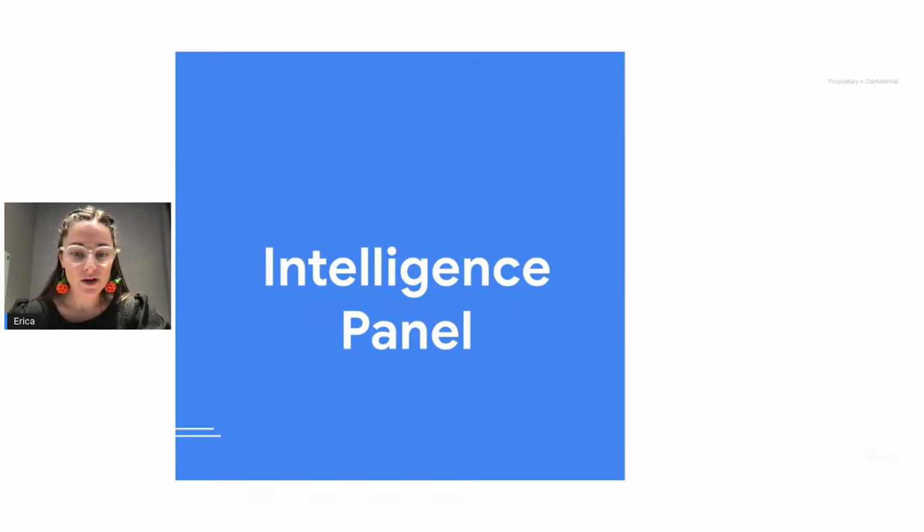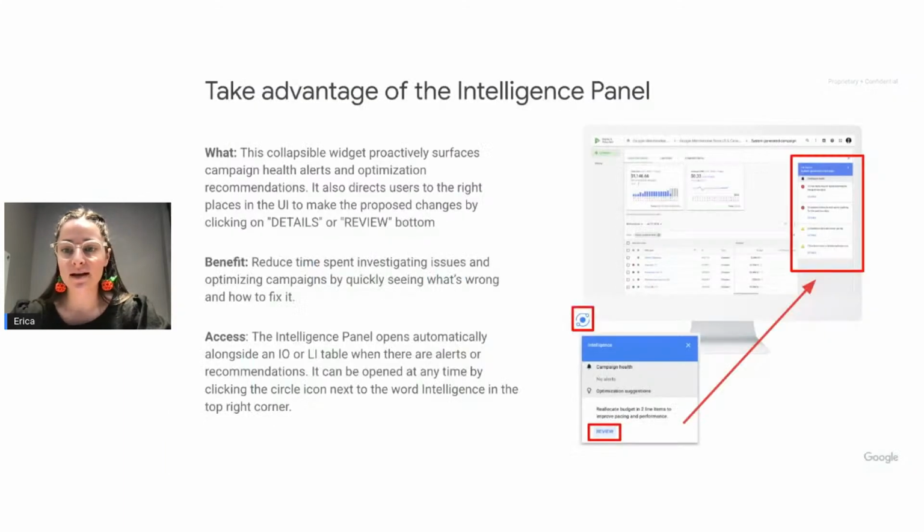Intelligence panel is the other great tool here. This is a little bit more high level than the optimization suggestions that we just ran through. If you are an active DV360 user, I'm sure you recognize this as one of the first things you see in the DSP. If we move on to the next slide, this little highlighted box shows you exactly what I'm talking about.